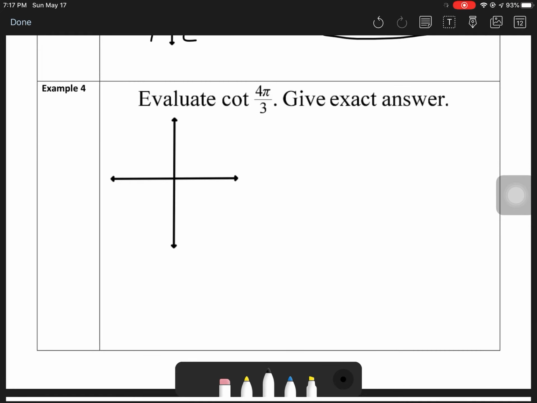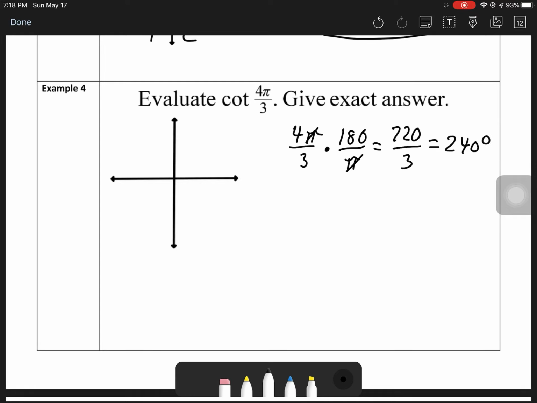Evaluate cotangent of 4 pi over 3, give an exact answer. Cotangent is one of those reciprocal ones, so we do need to be careful, and we'll talk about that after here. But 4 pi over 3, we don't know what that is in degrees, so let's go ahead and convert that. Multiply by 180 over pi. Pi's go away. 4 times 180 is going to give us 720. And then when we divide by 3, we get 240 degrees.